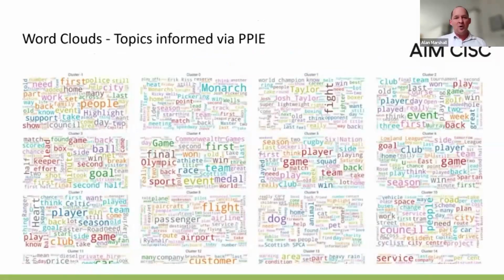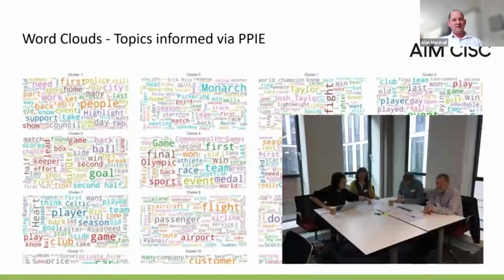So these are some of the word clouds that we got out of the analysis of the text data from newspapers. And we involved our PPIE group in this, and we talked to them about what they think the clusters were representing, which we used to help name these clusters.